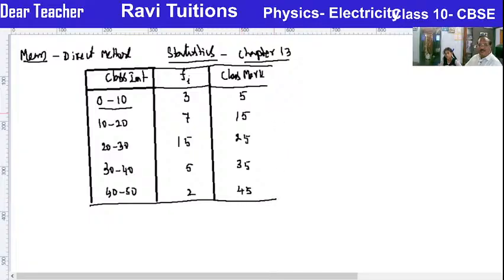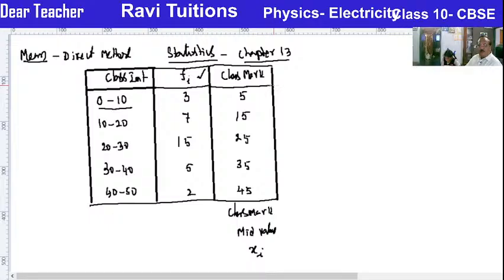So this is a class mark. This class mark is also known as mid value. Some people will say class mark, some people will say mid value, because it lies in the middle of the group. This we represent with xi. This is frequency, we represent with fi.